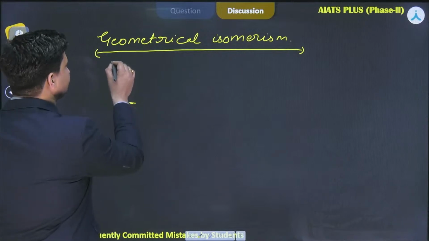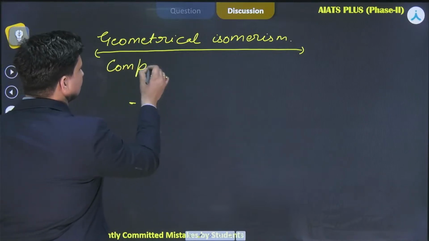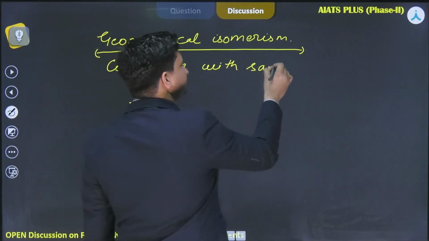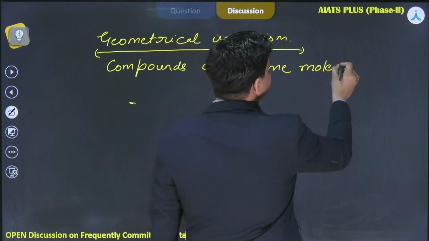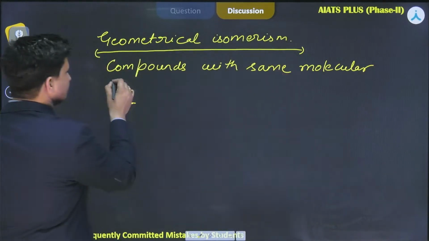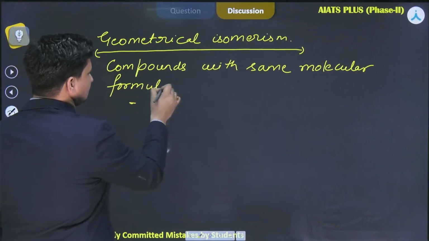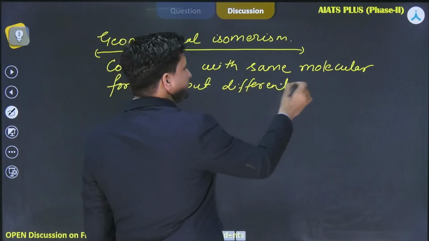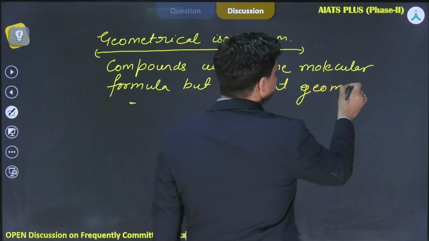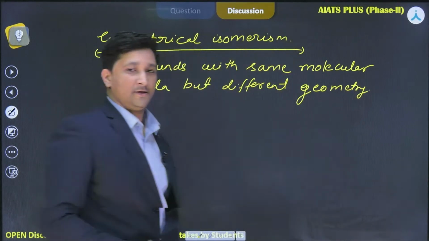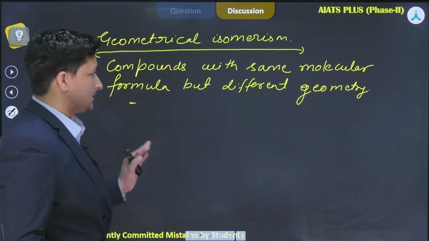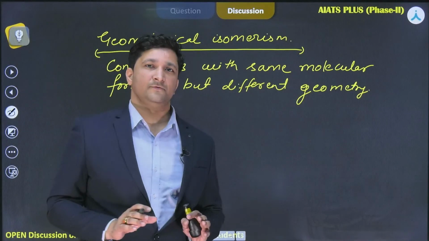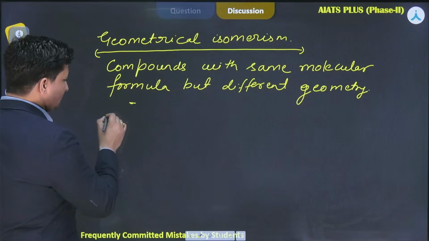So, compounds with the same molecular formula but different geometry. Now, how can this geometry be different? This we have to understand. Let's have a look. I will give you a very common example which I am going to discuss here. Let's talk about butene.